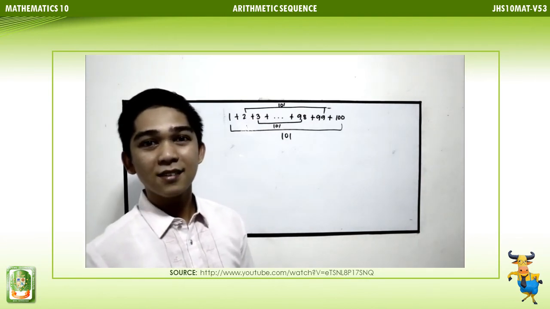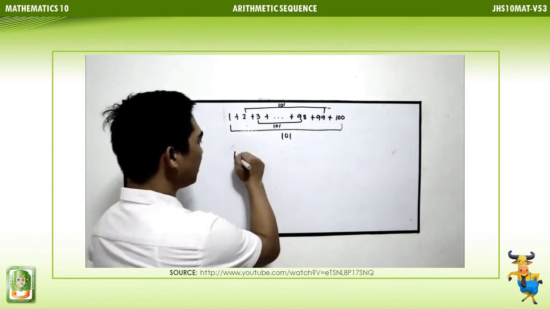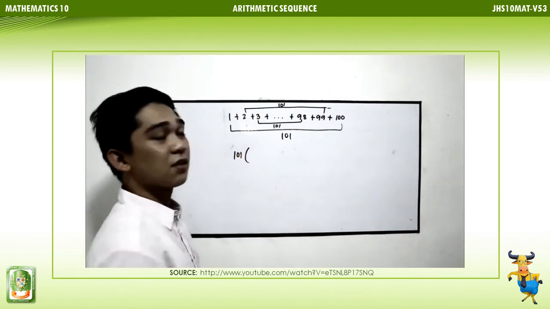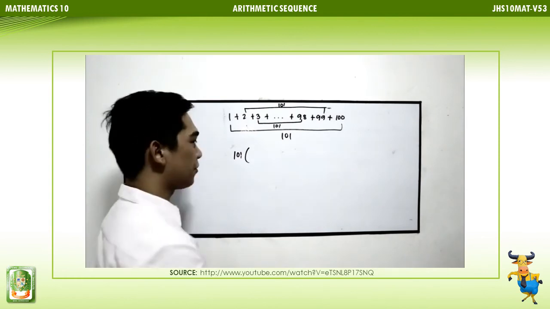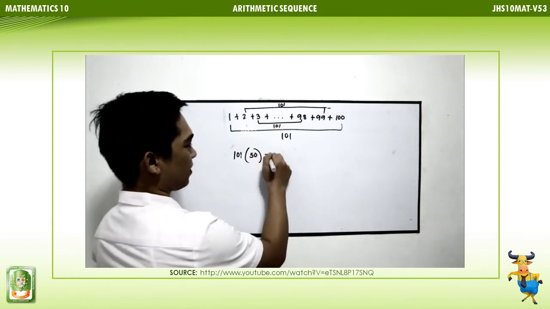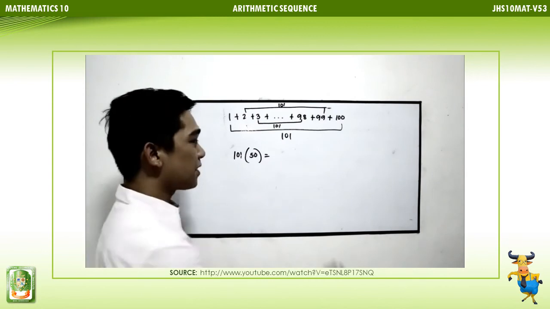So notice that 101 times, how many pairs do we have? 50. And that is 50.